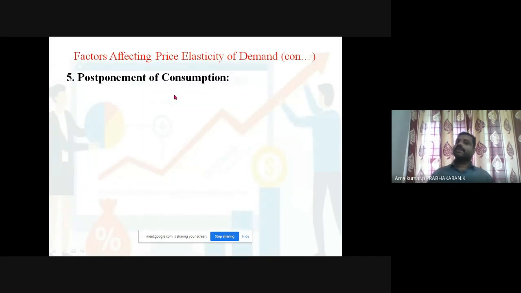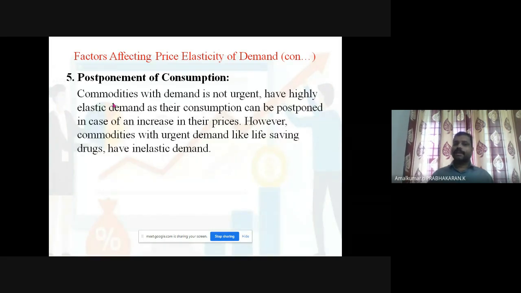And the postponement of consumption. Commodities whose demand is not urgent have highly elastic demand, as their consumption can be postponed in case of an increase in price. However, commodities with urgent demand, like life-saving drugs, have inelastic demand. So the urgency of a particular commodity affects the price elasticity of demand. The postponement of consumption is another factor affecting the price elasticity of demand. And another one is the number of usage.